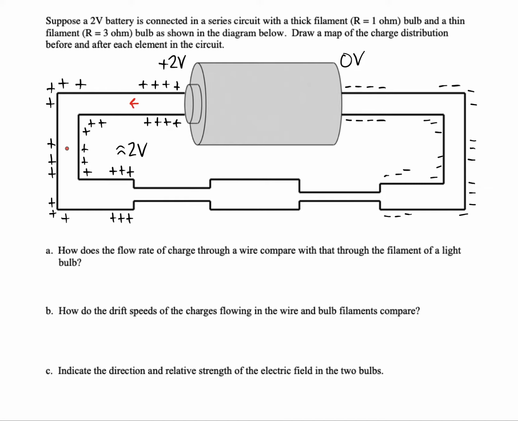It doesn't have to be a strong field, but there does need to be some kind of field which will push charge through the wire. And the surface charge is what creates the field. The same thing will happen here on the negative terminal. We'll have just a very small electric field pushing our charges through that wide section. And we'll have approximately 0 volts at this point.